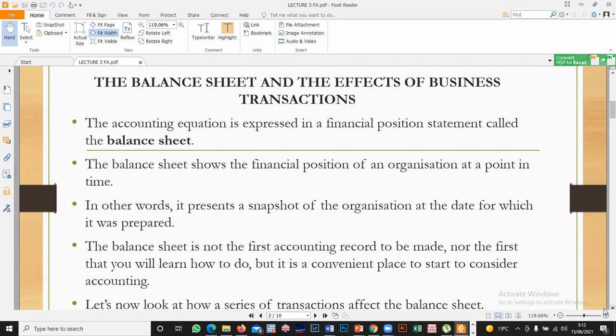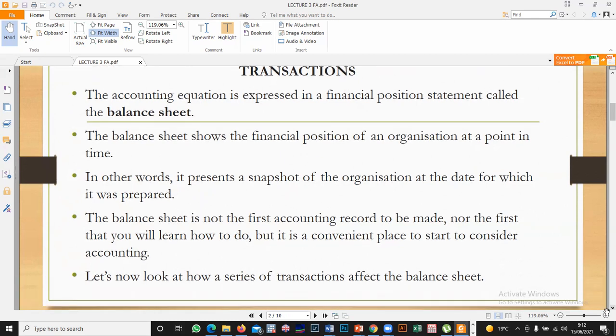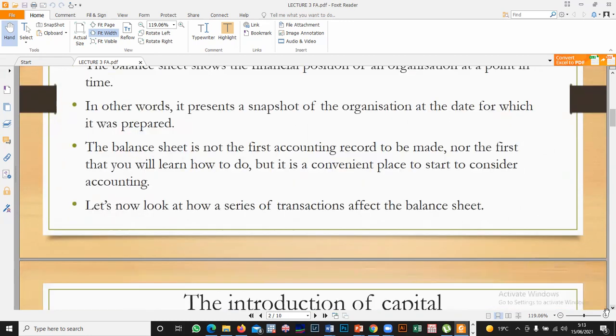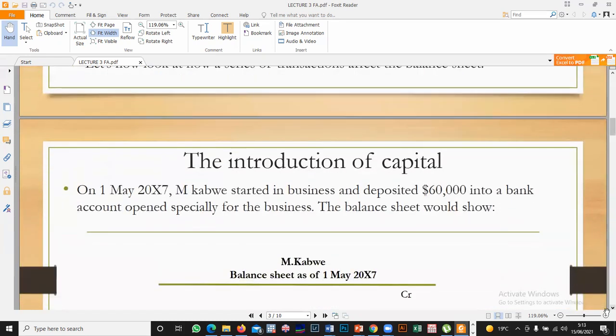Now, the balance sheet shows the financial position of an organization at a point in time. In other words, it presents a snapshot of the organization at the date for which it was prepared. The balance sheet is not the first accounting record to be made, nor the first that you will learn how to do, but it is a convenient place to start considering accounting. Because of that, let us now look at how a series of transactions affect the balance sheet, shall we? Now, introduction of a capital.